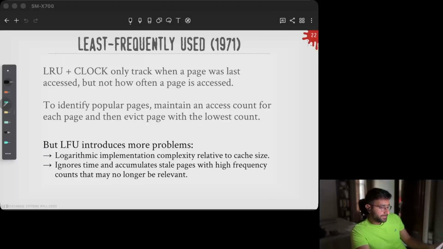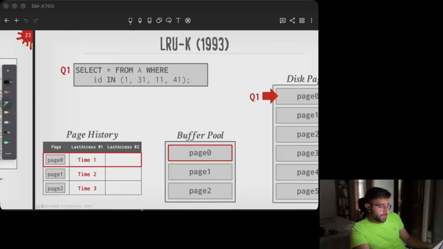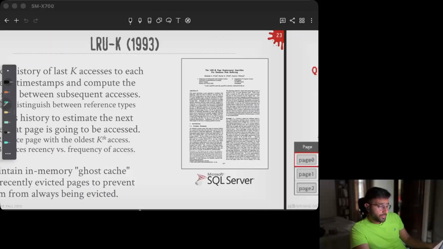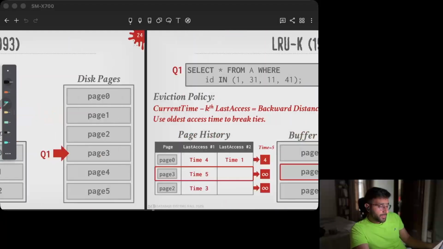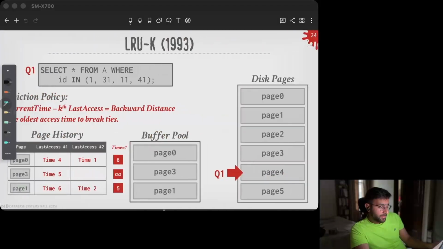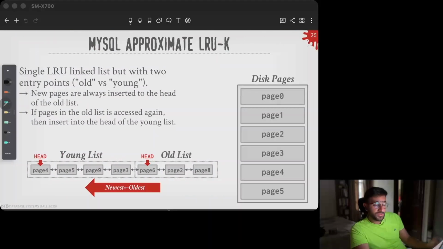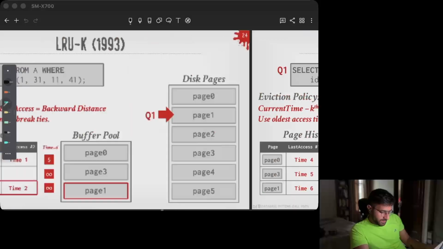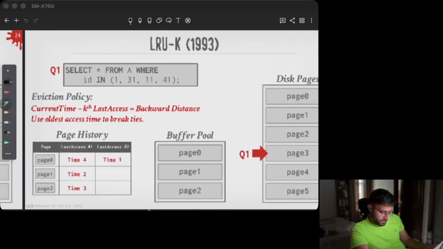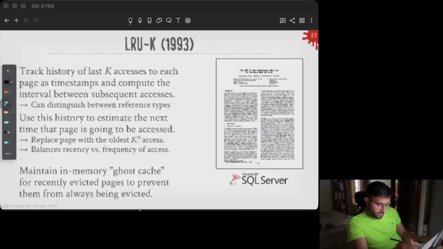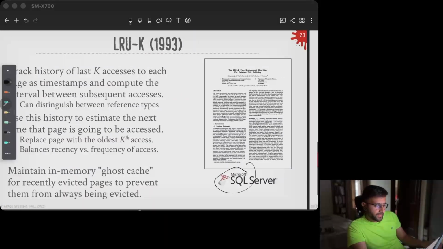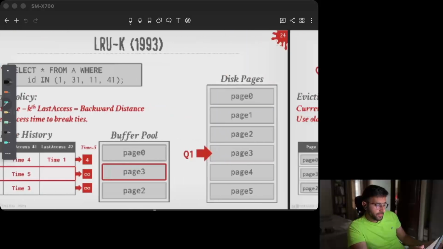So that's where we left off last time, and now we will start with the next algorithm. In this video we'll cover LFU, LRU-K, and approximate LRU. MySQL uses approximate LRU-K, and I think LRU-K is used by MS SQL, Microsoft. Yes, Microsoft SQL Server uses LRU-K, and MySQL uses approximate LRU-K.